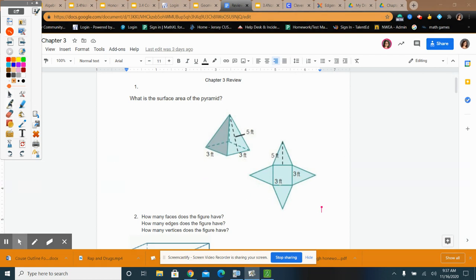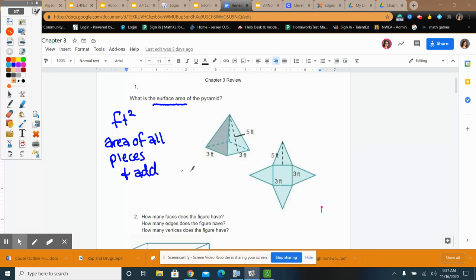Okay, so the first problem on the test review is going to ask you about the surface area of a pyramid. Now, you got to be careful because surface area is different than volume, and that was the last thing we worked on, and it's been a long time. So surface area, our unit is going to be feet squared. So make sure that you do feet squared. And then what we do is find the area of all the pieces, and then you're going to add it together.